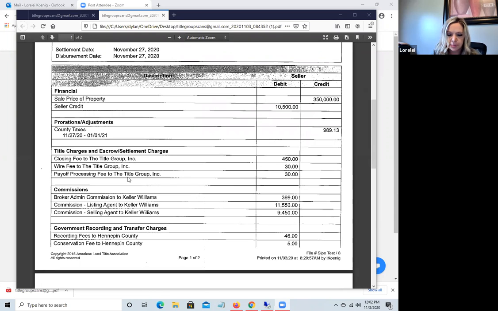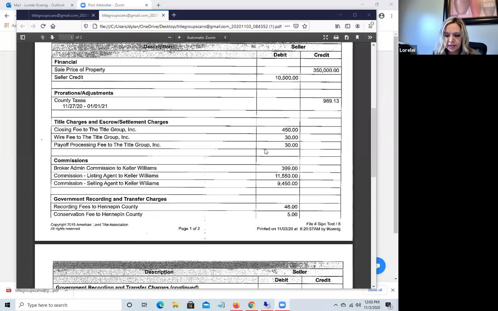Down below, you're going to see the settlement charges. I've got the seller closing fee. That ranges by title company, but it's typically anywhere between $395 and about $550. And then a wire fee. Right now, because of COVID, most times, almost always, sellers are not at the table to receive their funds. So many times we're wiring, and every title company has a wire charge. They vary between $30 and $45 or so.